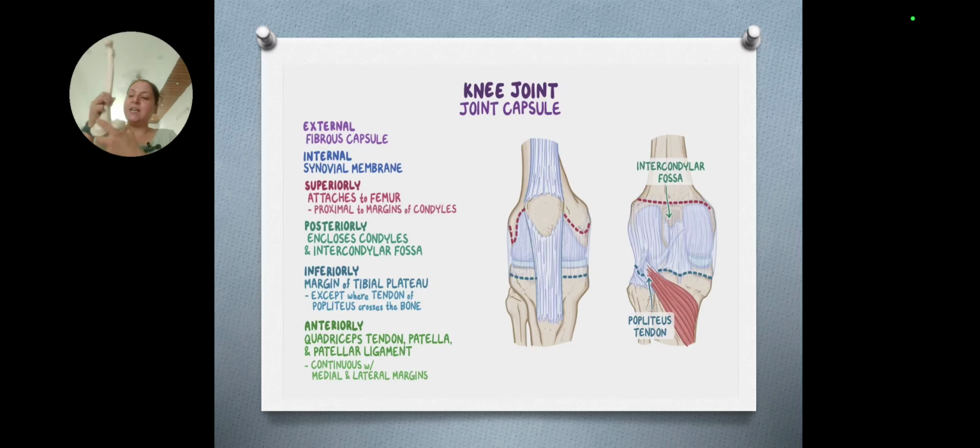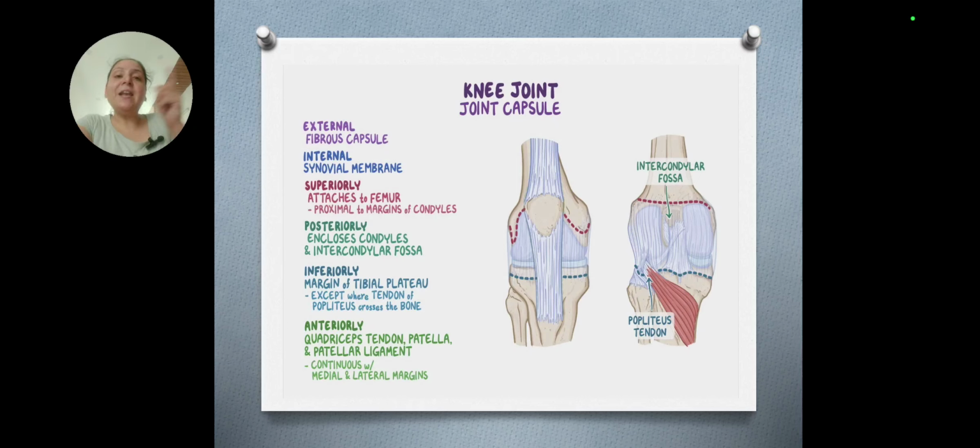And when we see this anteriorly, it is covering the quadriceps, the patella itself, as well as the patellar tendon. Fine. And it is covering both the lateral and the medial condyles. From the superior part, it is covering both the proximal condyles. Fine. So this is the attachment of the fibrous capsule.